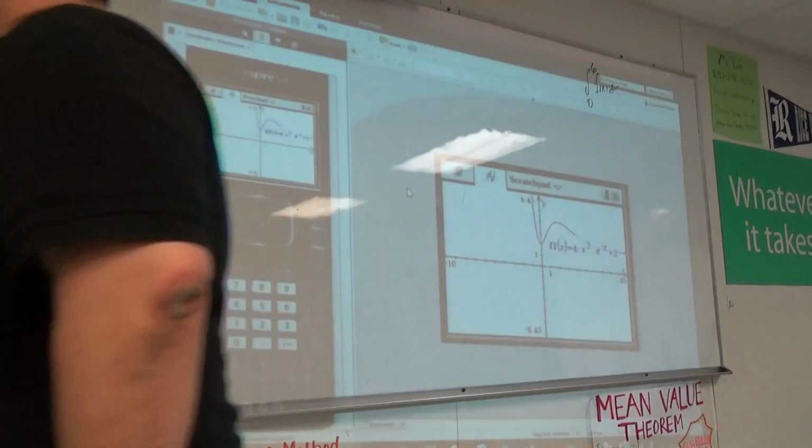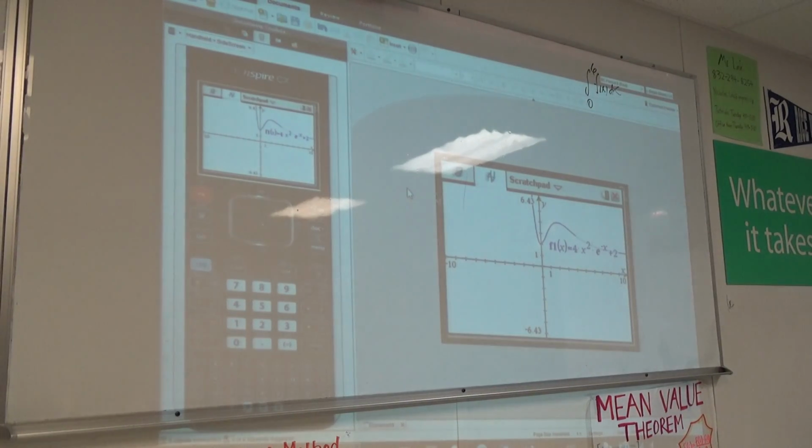For those of you that have already got this graphed, I think it would be a good idea to find the exact value from 0 to 6 of f of x dx. Just want to make sure that you've still got those skills as well.